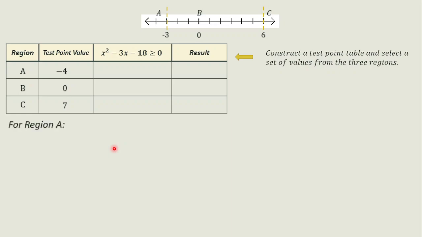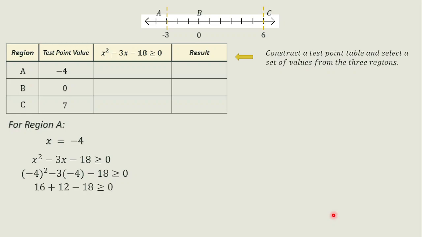So, for region A, for example, ang ating x is equals to negative 4. Siya ang ating test point value. Ang letters na gagamitin ninyo dito, class, nakadepende sa given, kasi puro variable x ang given sa ating quadratic inequality. Kung y yan, or z, or a, b, or c, siya ang letters na ilalagay natin. So, x equals to negative 4. Copy the quadratic inequality: x squared minus 3x minus 18 is greater than or equal to 0. Transpose the value of x. So, it will become negative 4 squared minus 3 times negative 4 minus 18 is greater than or equal to 0. Apply the PEMDAS rule.